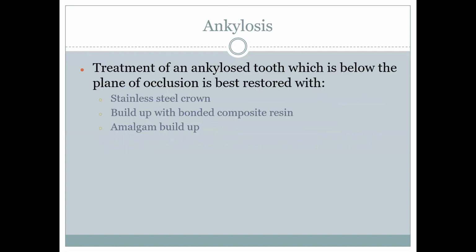And again, treatment of an ankylosed tooth, which is below the plane of occlusion, is best restored with a stainless steel crown, build it with bonded composite resin, or an amalgam buildup. Of course, we don't use amalgam much more, if at all, nowadays, but there are some instances where offices still use that as a treatment of choice.